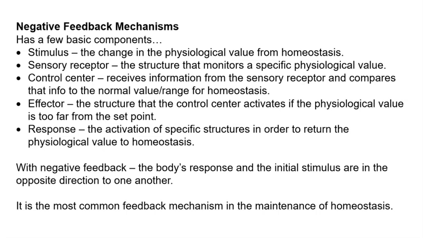We also have the control center, which is a system that's going to receive information from the sensory receptor, and it's going to compare that information to the normal value or normal physiological range for homeostasis. We also have an effector, which is a structure that the control center will activate if that physiological value is too far beyond the set point. So if it's either too high or too low from that set point, then the effector is the structure that's going to be activated in order to move that physiological value closer to the set point.